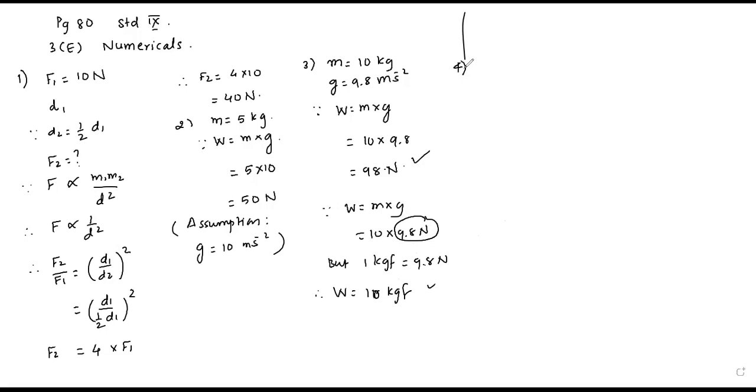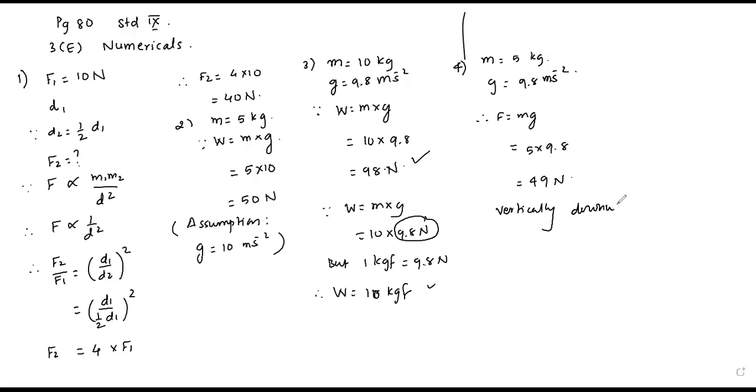Check the fourth one. State the magnitude and direction of force of gravity acting on a body of mass 5 kg. What is given? Mass is 5 kg. The value of g is given as 9.8 meter per second square. What is force of gravity? F is equal to m into g. M is 5 into 9.8, which is 49 Newton. The direction of force will be vertically downward. Direction is vertically downward.